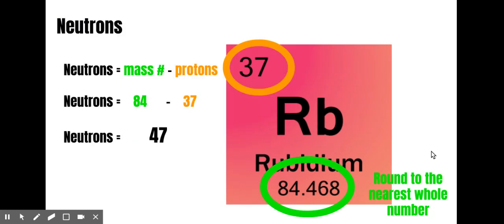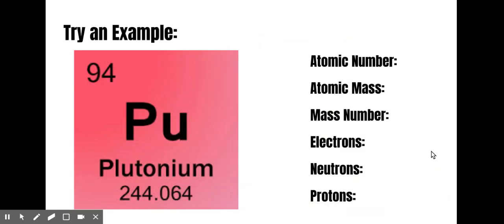Now, neutrons use the equation mass number minus protons. So the mass number we found out was 84, and the protons is 37 from the atomic number. So when we subtract those two, we should get 47. And the reason why you can use this equation is because your protons and your neutrons are what give you your mass number, because most of your mass is found in the nucleus where both of those are. Electrons do have mass, but they really don't account for much of the mass of the atom. So we just use this equation and negate the electrons here as far as mass goes.